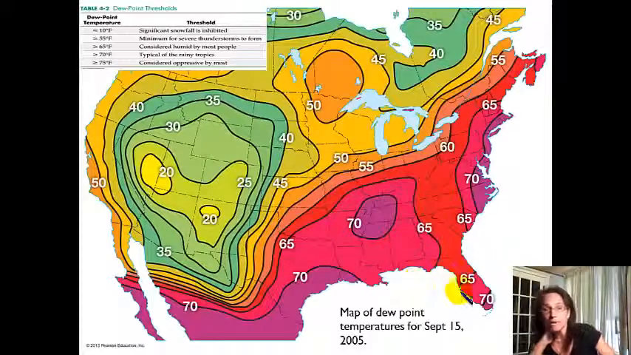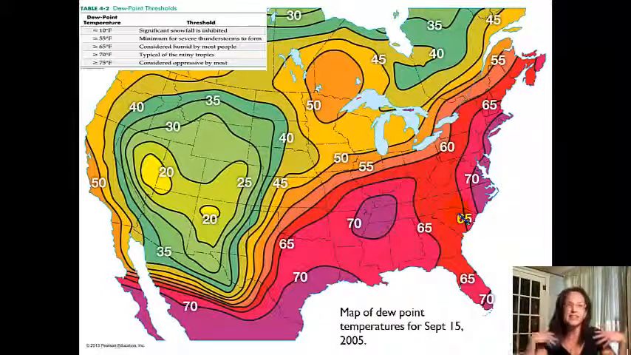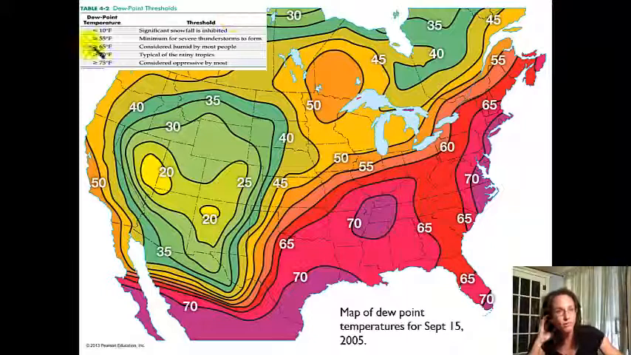So let's look at a map of dew point temperatures from September 15th, 2005. What is this telling us about moisture in the atmosphere? Well, down here where we have high dew point temperatures, and this is in degrees Fahrenheit, high dew point temperatures mean high water vapor content. That's humid, uncomfortable conditions. So notice in our little chart, if we're above a dew point of 70 degrees Fahrenheit, that is typical of the rainy tropics. If we're at 65, that's what's considered humid by most people. And if we're above 75, then we're into oppressive humidity.